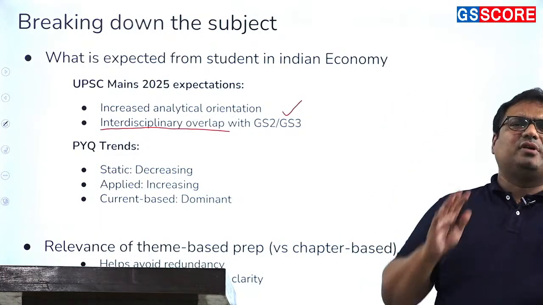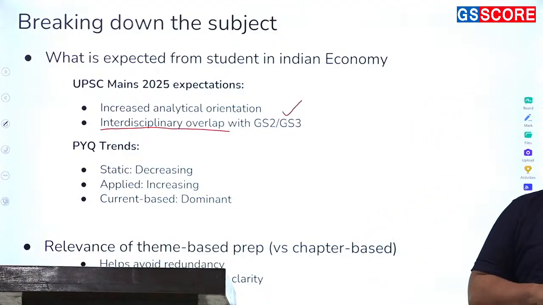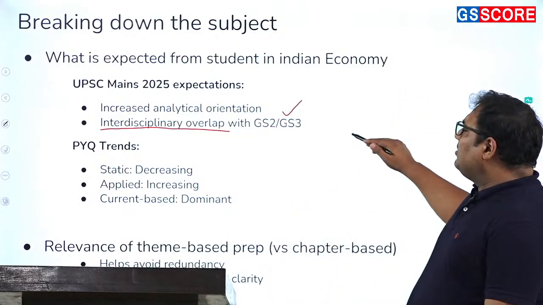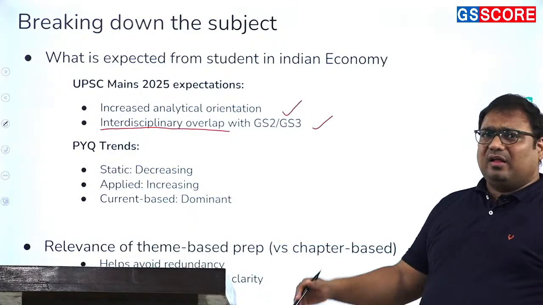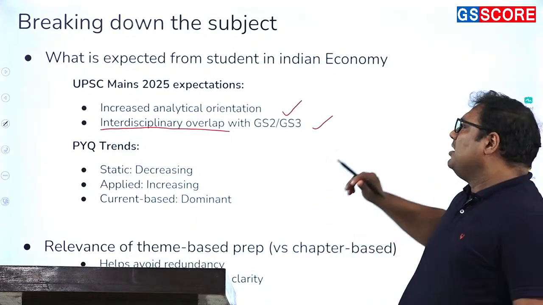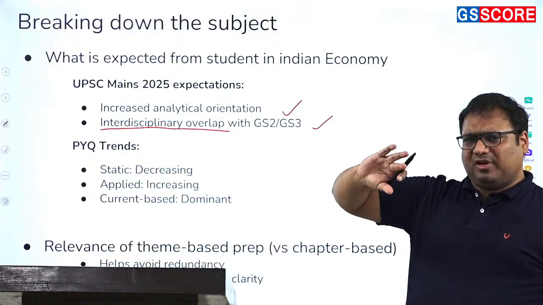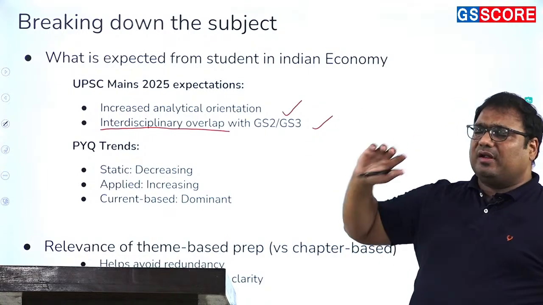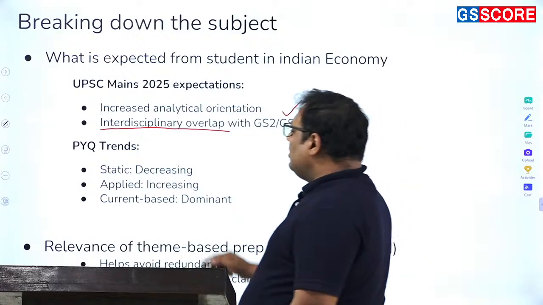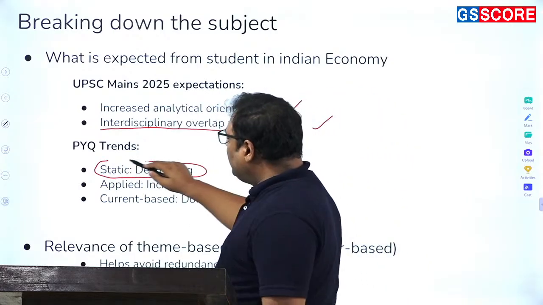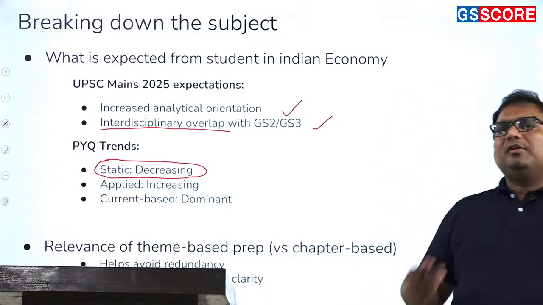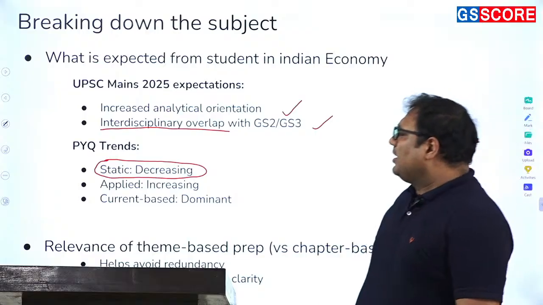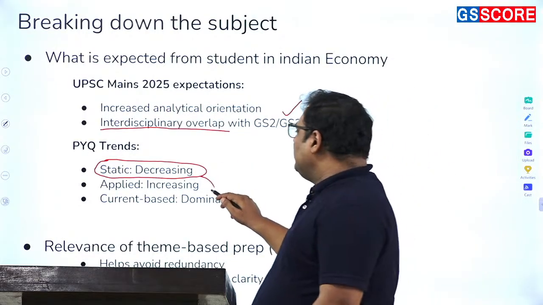Indian economy or economics in general is very much related to your society, and it is significantly related to governance and polity. So that interdisciplinary overlap is quite visible and is visible even more in the last few years. Instead of asking direct straight questions from the syllabus, which of course are there, let's say every year 2 questions are like that, but apart from that there are interdisciplinary questions also. Okay, purely static questions are decreasing over time. Okay, policy based questions, for example, are not being asked anymore. Those were purely static. Okay, then applied questions are increasing.